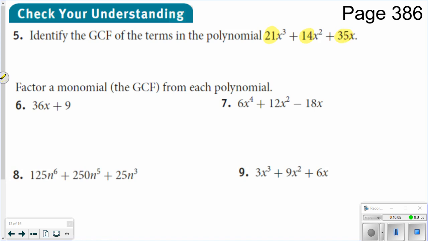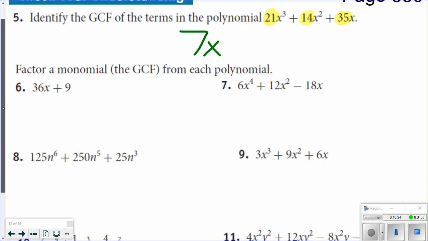So 21, 14, and 35. The biggest number there is 7. Do they all have the same variable? Yes. So 3, 2, or 1. The smallest would be 1. So 7x is the greatest common factor, and we are done with that.